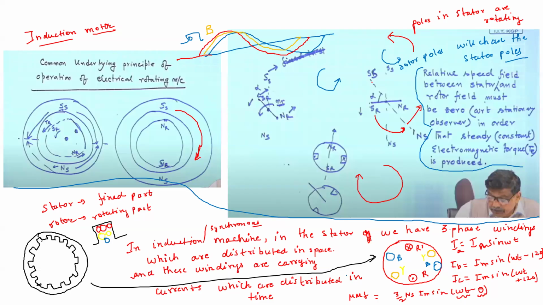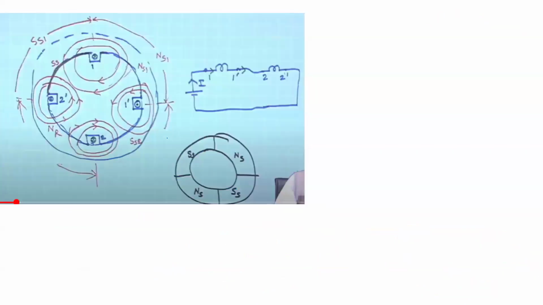Don't worry if you do not get it right now, but you understand that in this way you can make your stator poles rotate, and because of this magnetic action, the rotor poles will chase the stator poles. Due to this magnetic action, a torque is produced, due to which this rotor rotates. Okay, so here, this is one example.